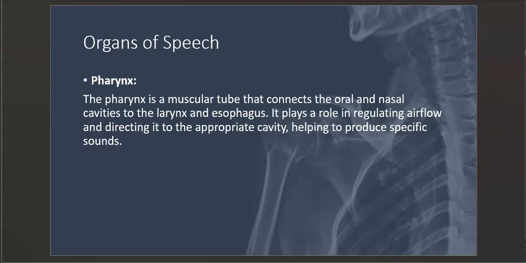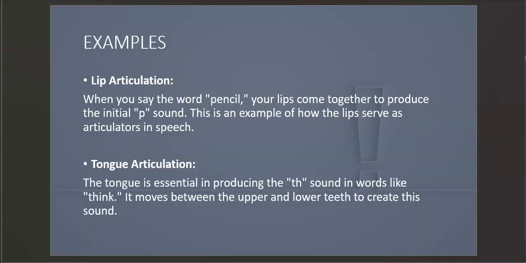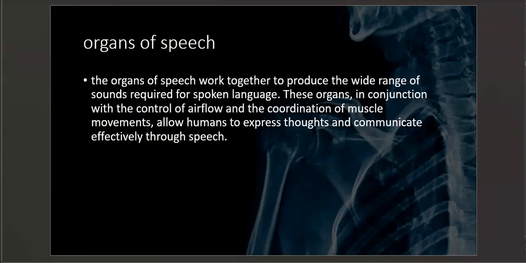I introduced the phonetics, and then I went ahead and introduced the articulators, and further gave examples of the lip articulation when you speak certain sounds or certain words. Then I went to the tongue articulation and showed you how to speak out certain sounds, letters or words. Then I looked at the nasal resonance and the vocal cord vibration, and then summarized everything about these organs of speech.